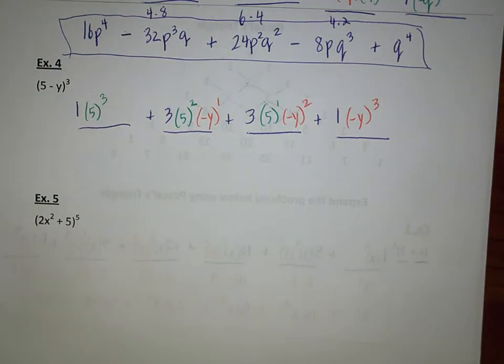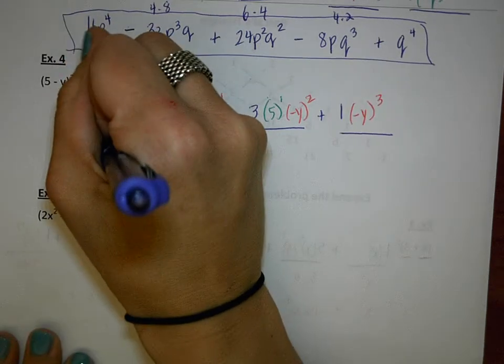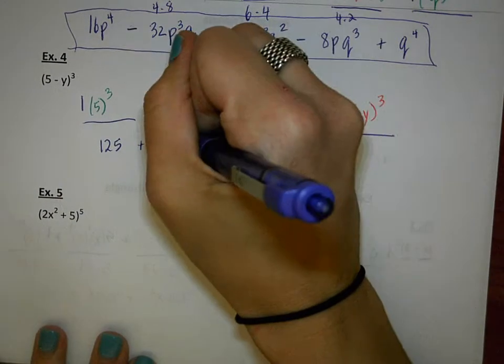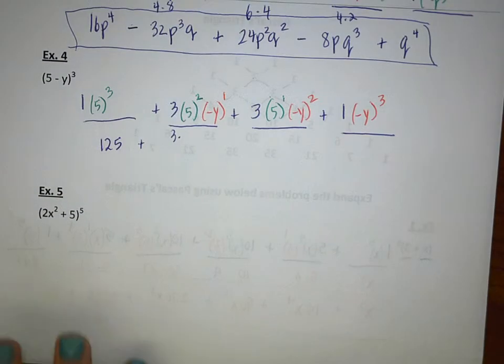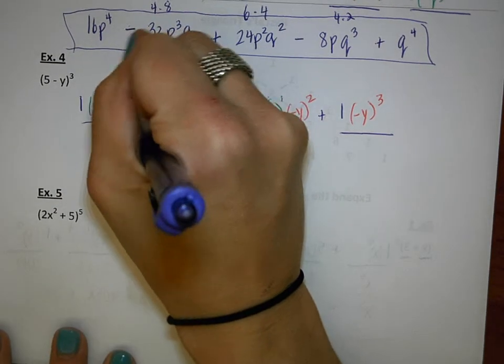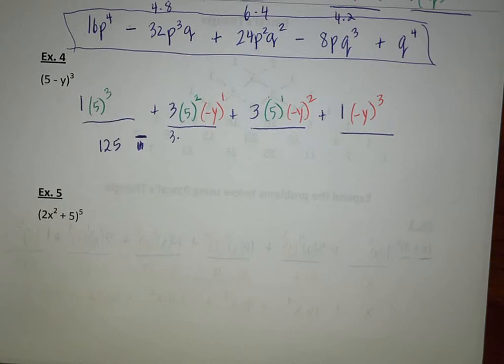Okay, what is 5 to the third power? 125. Plus, this next one, we have 3 times 5 to the second power. Oh, I wrote plus and I should not have done that. Good job. It's a minus. Why is it a minus? Because there's only one. Very good. Negative to the first power is a negative. You should always do that first, and I did not.